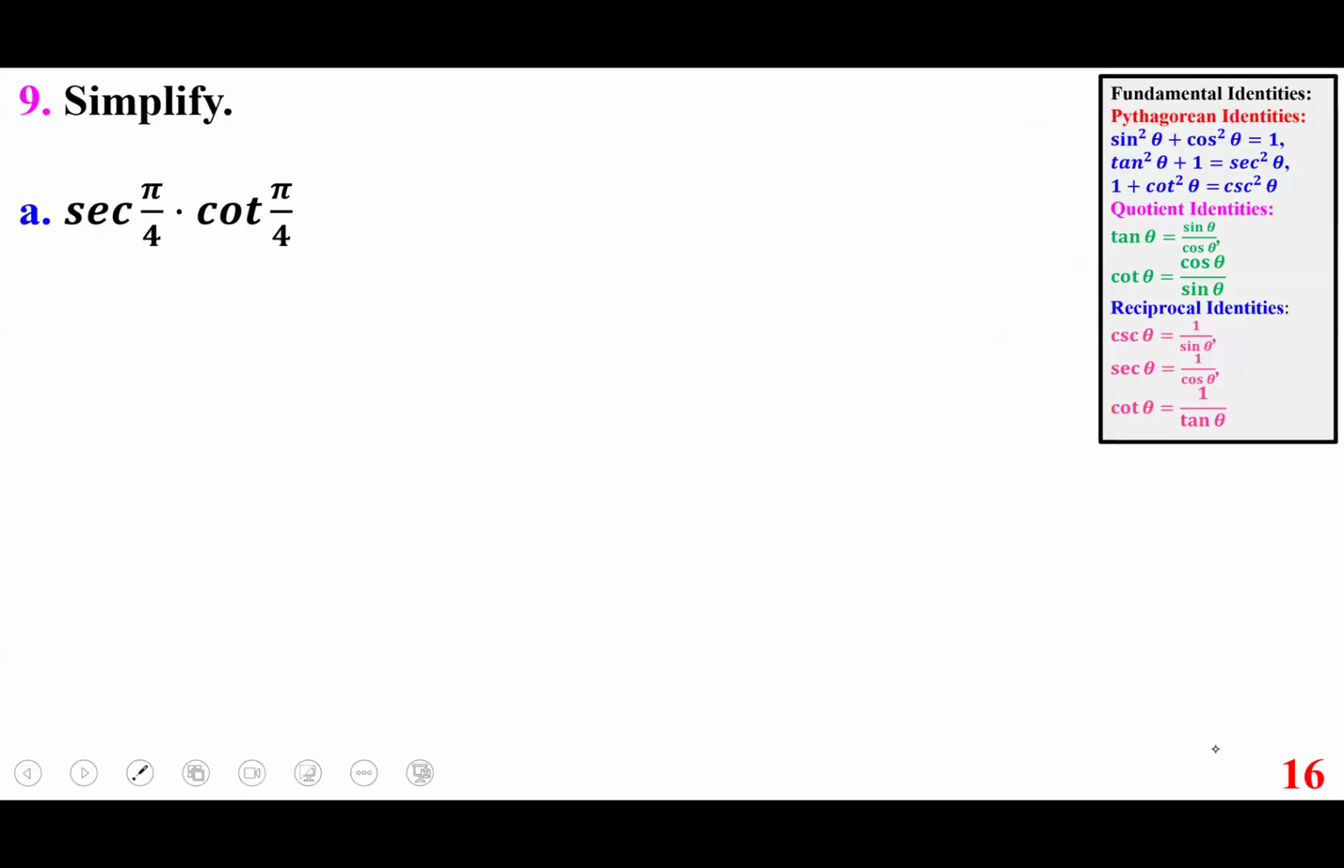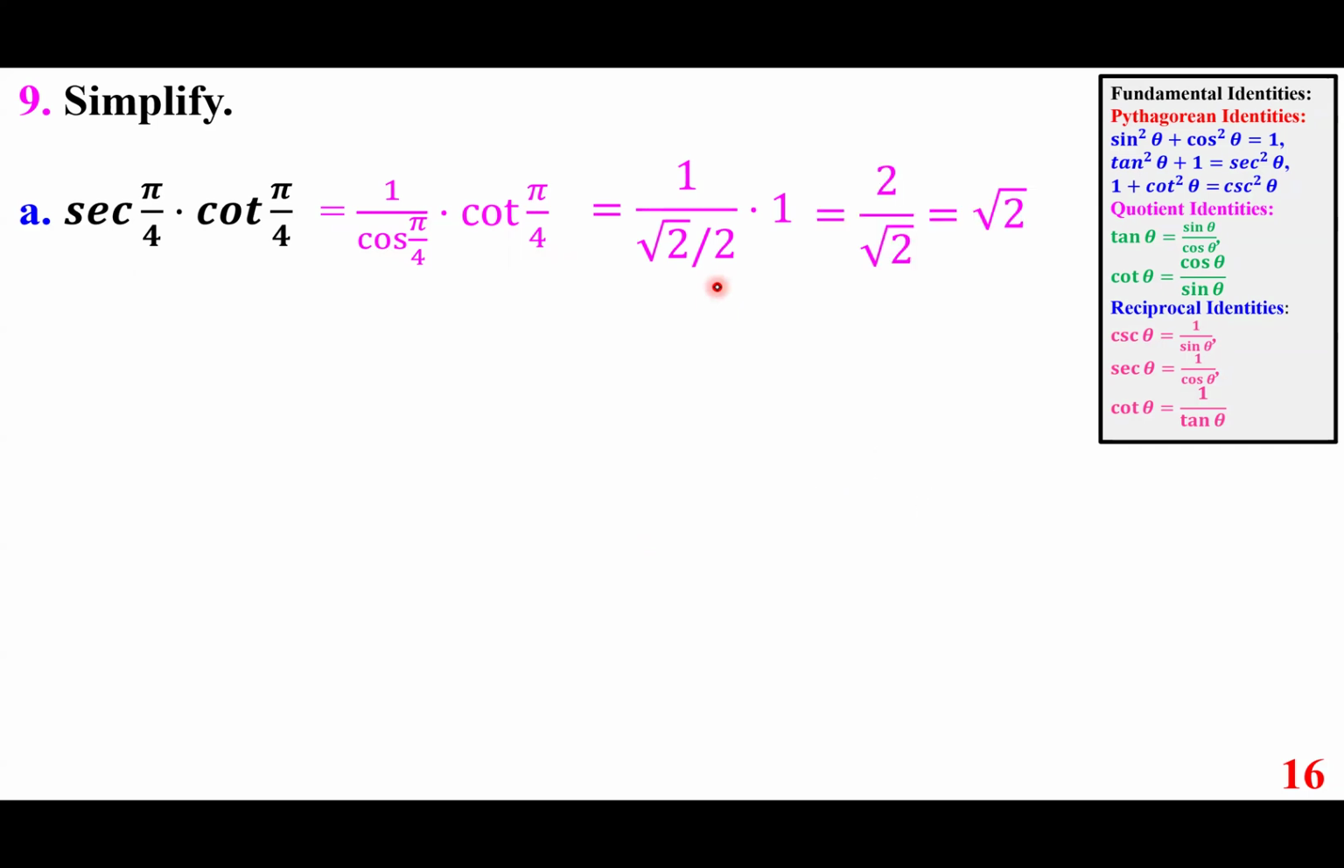We want to simplify. Secant of pi over 4, because these are common arcs, we should know the values. Because this is secant, we're going to go to cosine because supposedly we have memorized the values for cosine. So 1 over cosine of pi over 4. Cosine of pi over 4 is square root of 2 over 2. Cotangent of pi over 4, just like tangent, is 1. And so this is the reciprocal, 2 over square root of 2, or simply square root of 2.